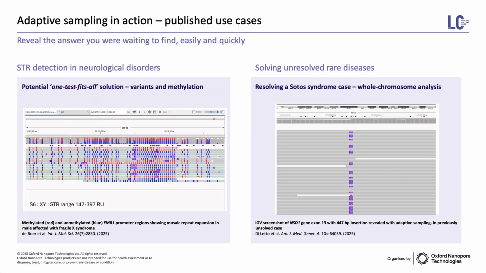Before I give the floor to Danny, I wanted to share two examples. They're recent and really representative of what we see at the moment in the literature on how adaptive sampling is used in clinical research.